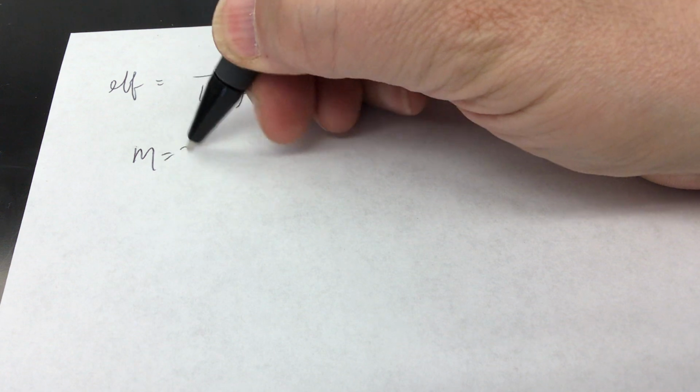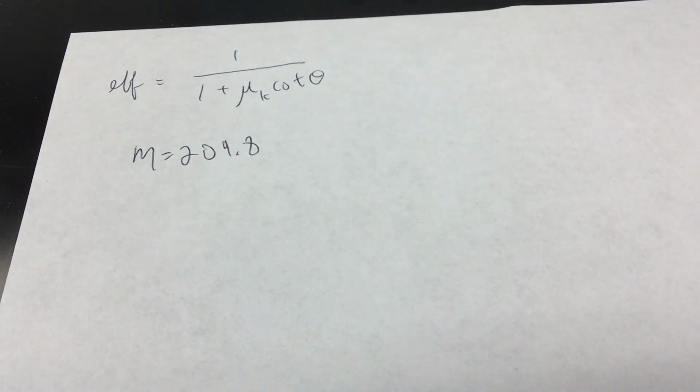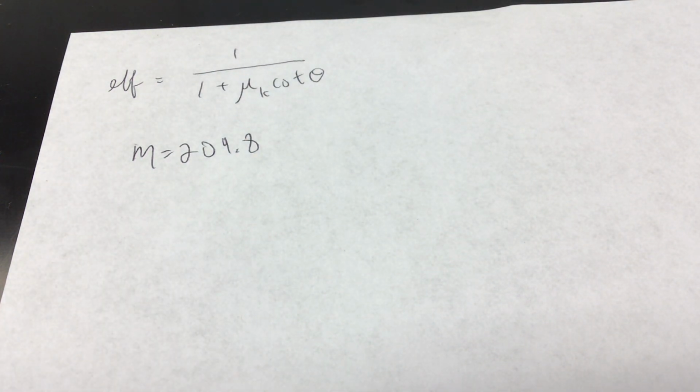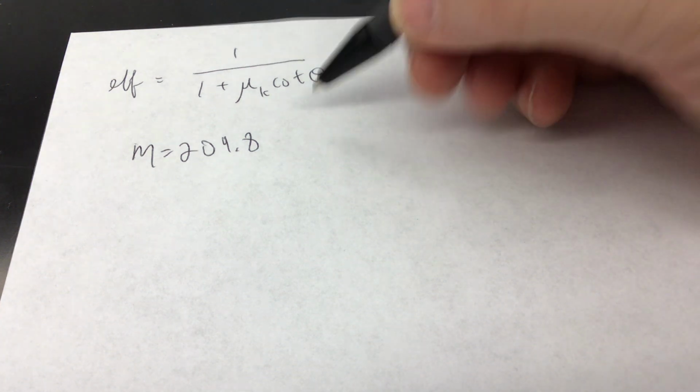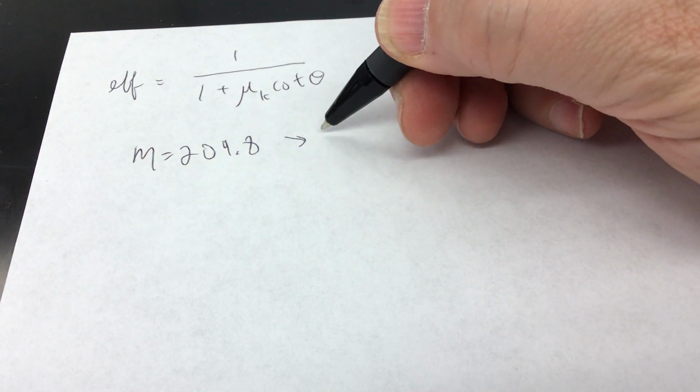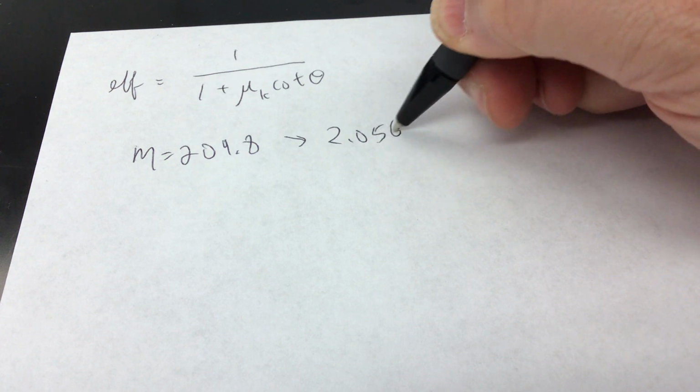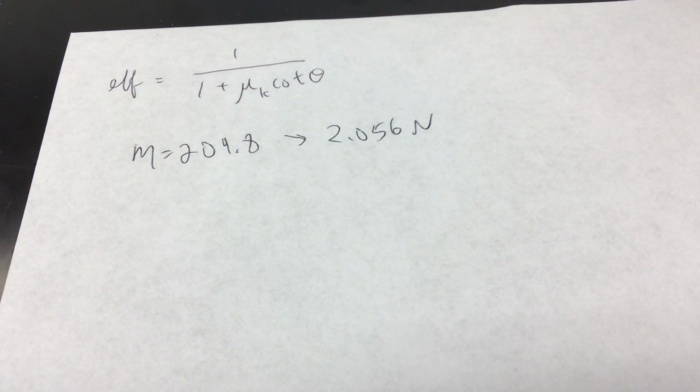Now, for the first set of measurements, we had the mass of the block being 209.8. So 209.8, and that gives you a weight in newtons that corresponds to 2.056 newtons. Now, how did I find that out? Take 0.2098 and multiply by 9.8.